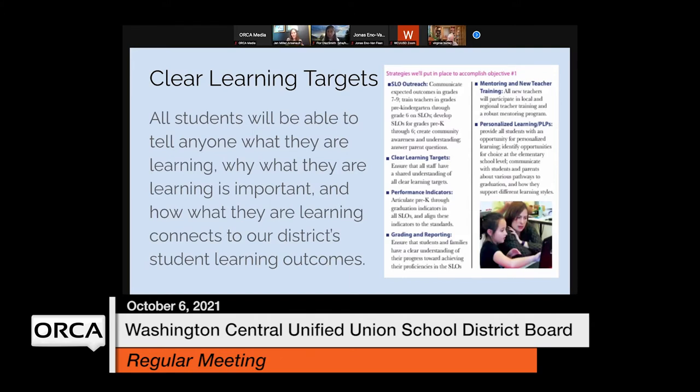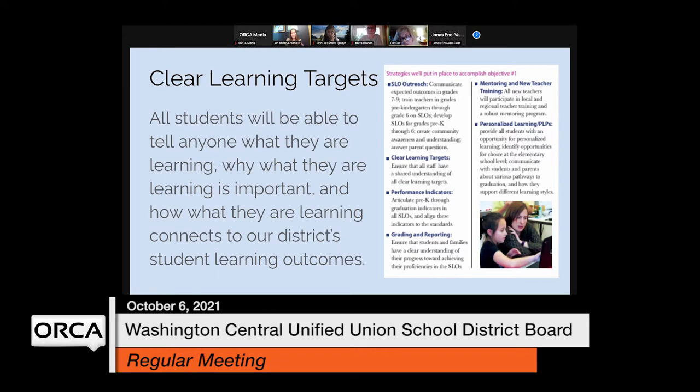Kat. So thanks. Over the next few slides, we're going to dig a little bit deeper into each one of these strategic objectives. Just a quick overview of CLEAR learning targets. The learning targets are aligned with our SLOs, our student learning outcomes, and our performance indicators. The learning targets are something that are communicated in a variety of ways in each classroom, posted in the class, articulated during instruction, and something that's revisited at the close of each core block.